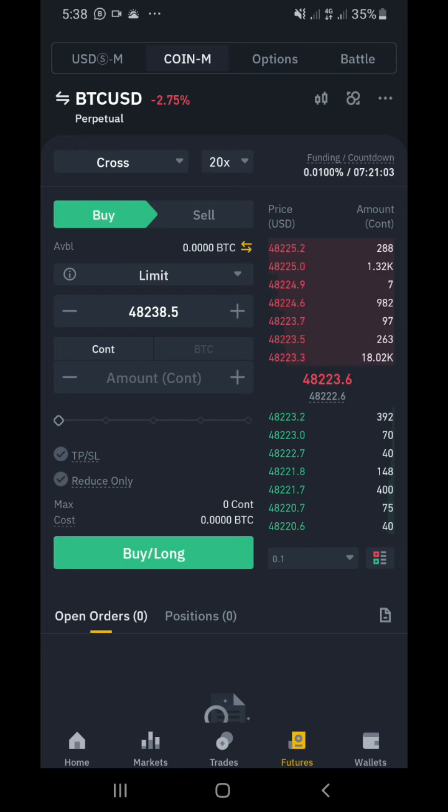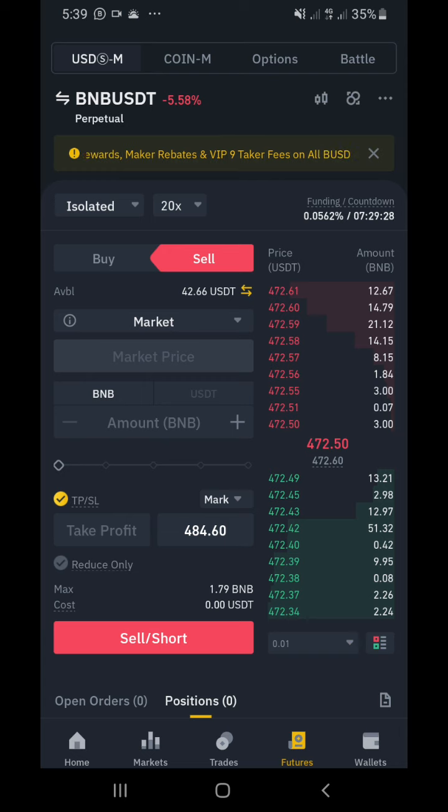So now there are options and there are battles. I don't want to talk about those in the video, so make sure it's on USDM. So now to do this, make sure you deposit USDT and transfer your USDT to your USDM account. That's where you can trade. All right, so you just transfer from one wallet to another. All right, so now this is it.